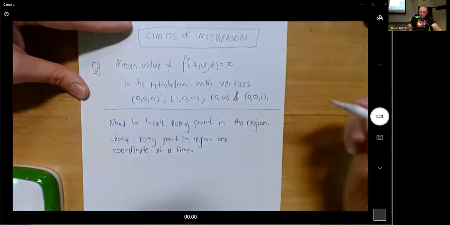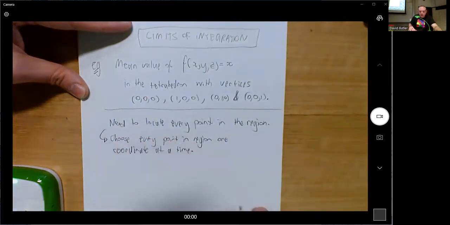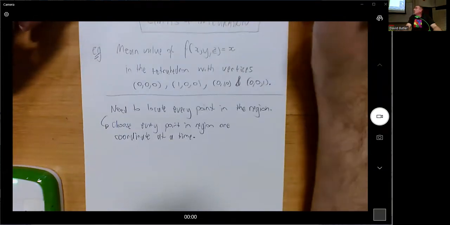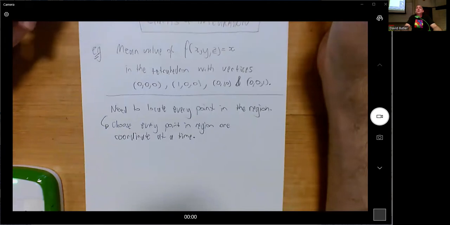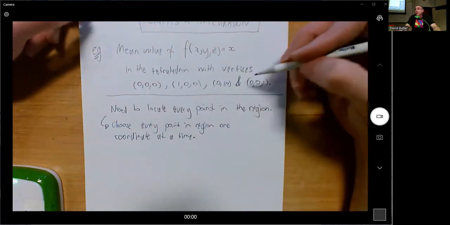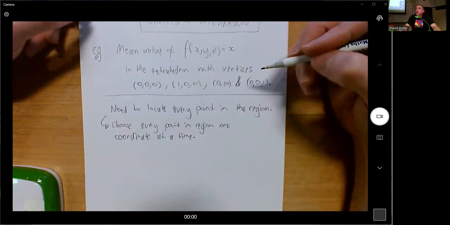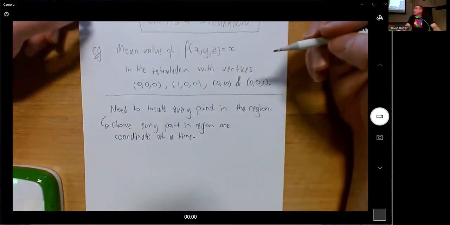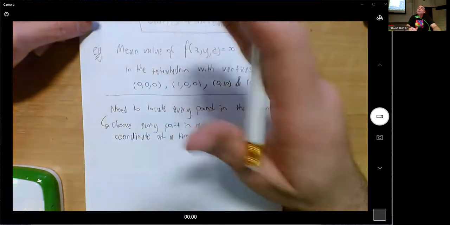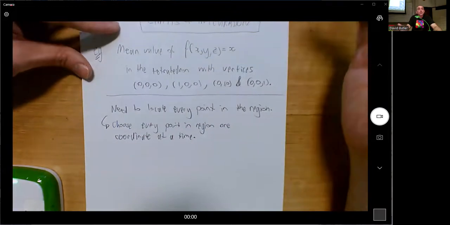What I mean by locate every point in the region is that you have to choose every point in the region one coordinate at a time. When you parameterize, you change the coordinate system and you still choose things one coordinate at a time. So for this region, I'm going to need to imagine what it looks like and imagine choosing one coordinate at a time. It may be that the choices you make for the earlier coordinates change what the choices are for the later coordinates.